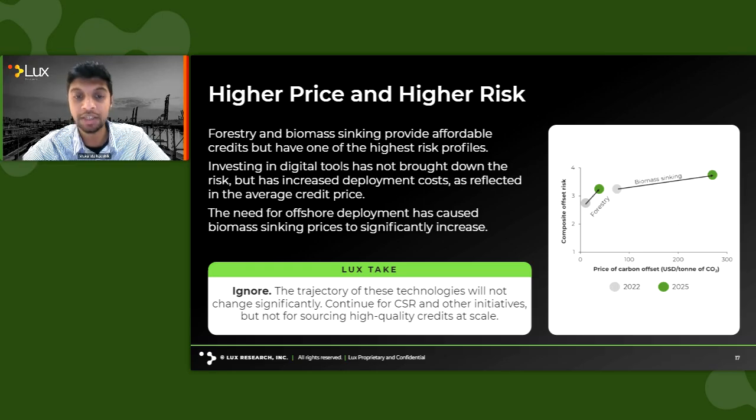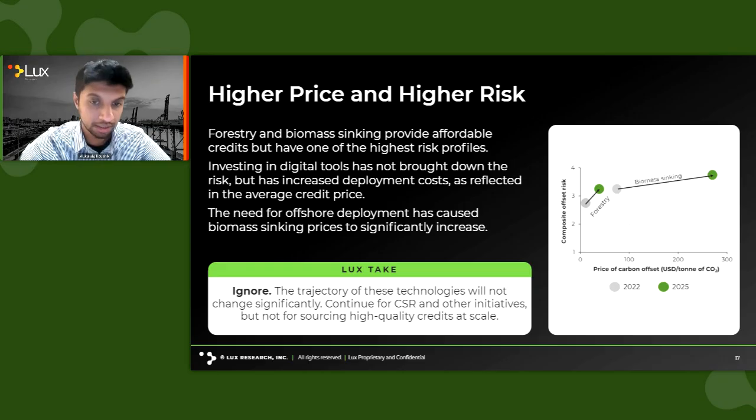So forestry or even ocean-based biomass sinking have a higher weighted average credit price today compared to what they did in 2022. This is probably a result of incorporating more digital tools for monitoring, right? And this investment has just not paid off in terms of risk because projects continue to be excluded in regulation and have faced failures. For something like biomass sinking, we increasingly see companies exiting the market, and offshore deployment has caused a lot of major spikes in the cost and the price of the credit. In the next decade, the trajectory of these technologies will not change too significantly, right?